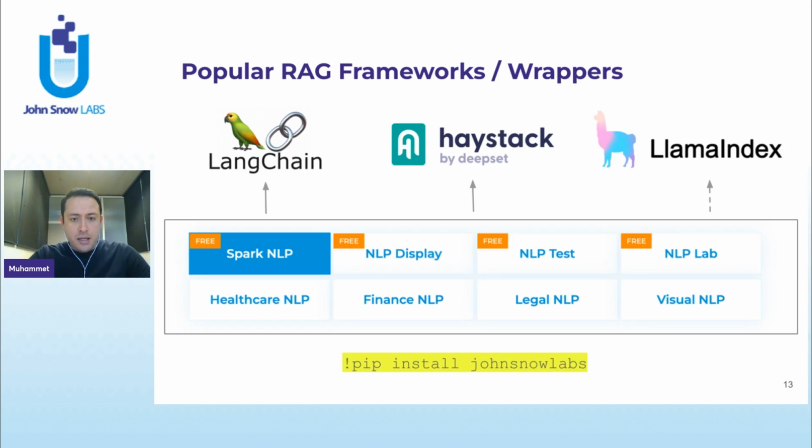John Snow Labs has 8 different libraries for solving problems in the NLP domain, actually. Some of them are open source and some of them are licensed, like Spark NLP, Healthcare NLP, Finance, Legal, and Visual NLP. And we collected all these libraries in a single library, johnsnowlabs. So when you just pip install johnsnowlabs, you will be able to use all the capabilities of these libraries, except the NLP Lab library.